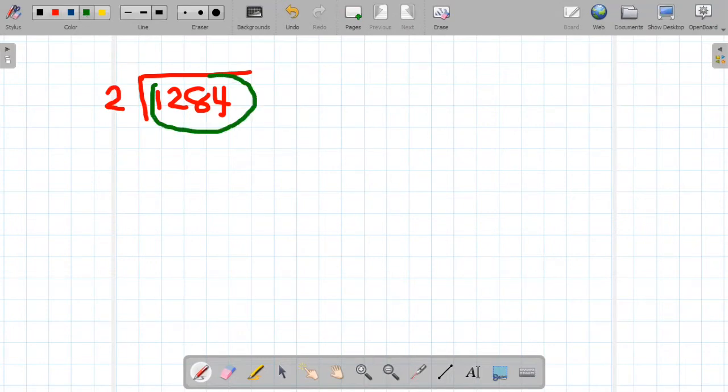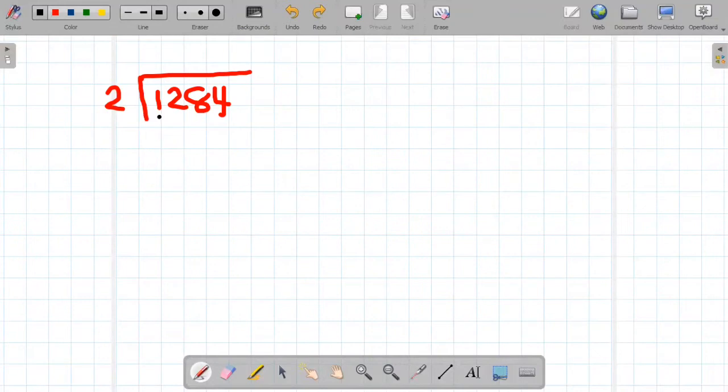This right here is what we call the dividend, the one under the division sign. And this one here is the divisor. What we're going to do is write our quotient above. The quotient is the answer for division. So we are going to divide from left to right.